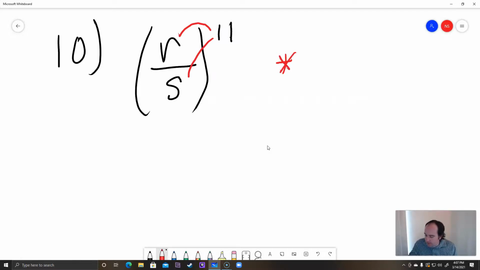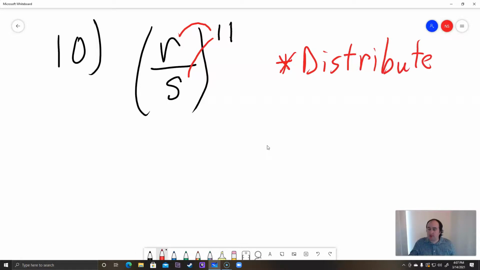And you're allowed to do that as long as your numerator and your denominator don't have more than one term. And here, the top has one term and the bottom has one term. So that's actually going to get us r to the 11th on the top and s to the 11th on the bottom.